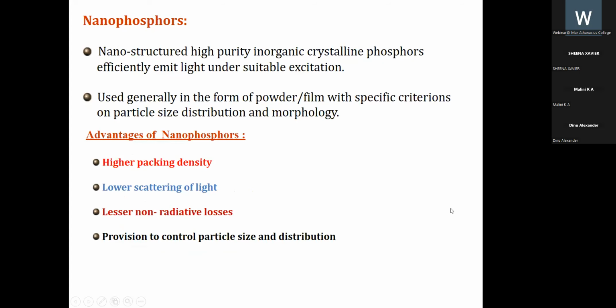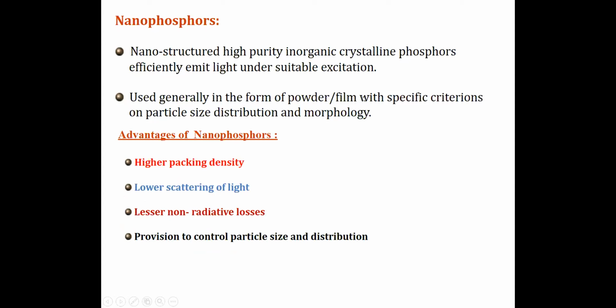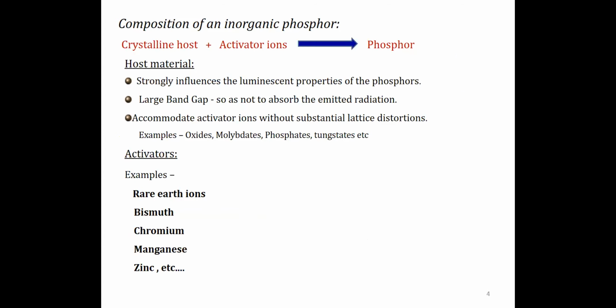Coming to nanophosphors, they are nanostructured materials and they emit light under suitable excitation. Usually they appear in powder or film form. Some of the advantages of nanophosphors include higher packing density and lesser non-radiative losses. The basic composition of an inorganic phosphor is a crystalline host and activator ions. That is, crystalline host plus activator ions gives the phosphor material. Both the host material and activator ions influence the luminescence properties of the phosphor material.